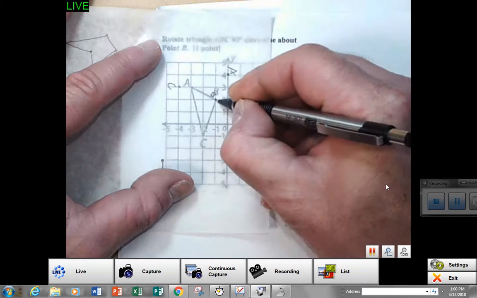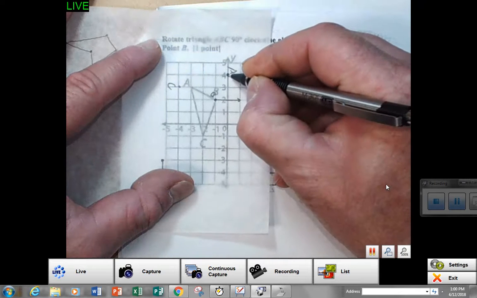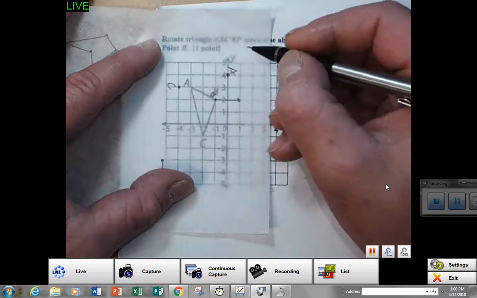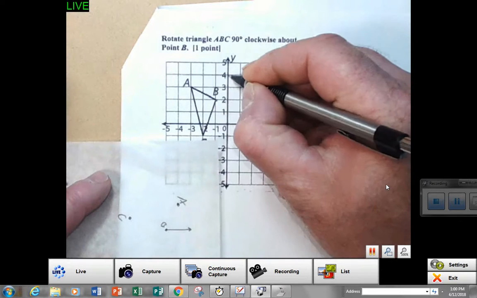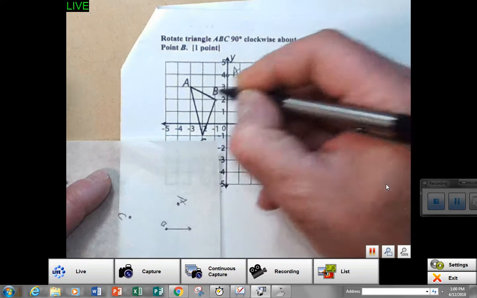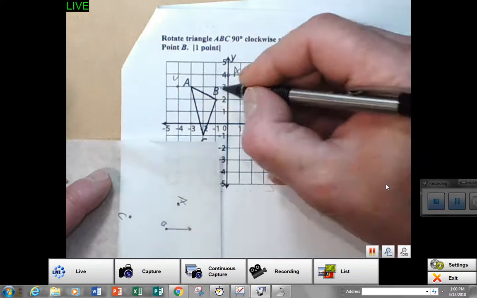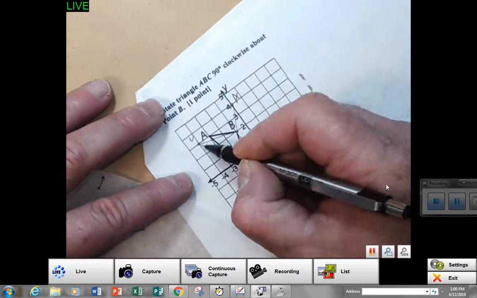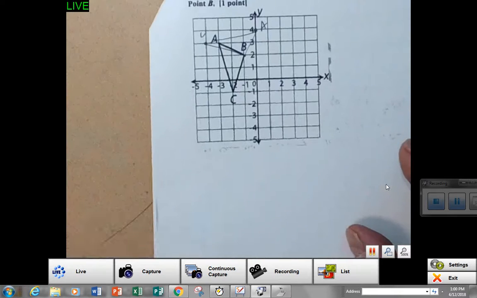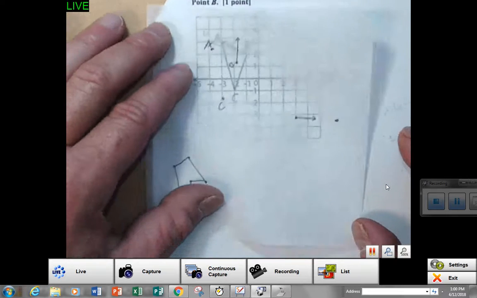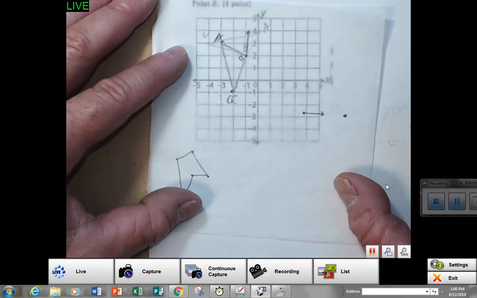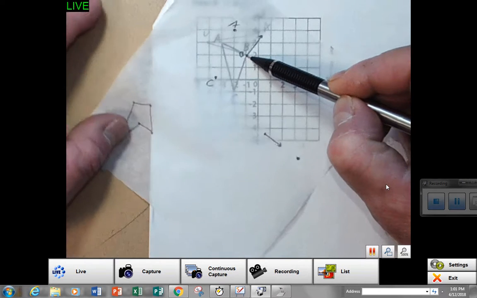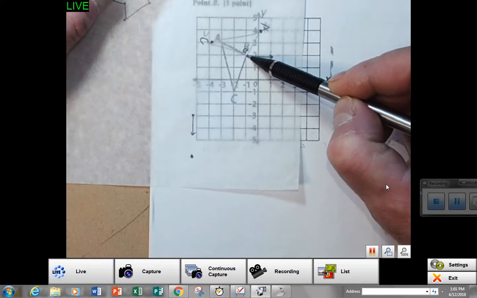So you can see B is still right there, but A is on (0, 4), and the new C is on (-4, 3). So if I fill that in, B is still here, my new A is up here, and my new C is right there. So if I draw that triangle, it looks like this. So again, that is my triangle rotated 90 degrees clockwise. So there it is again, 90 degrees clockwise to the right, ends up right there.